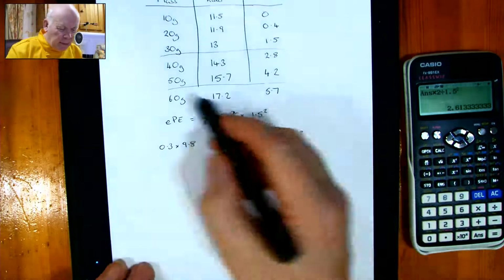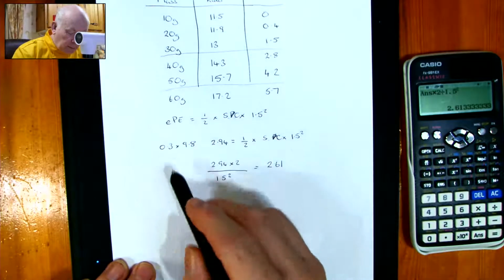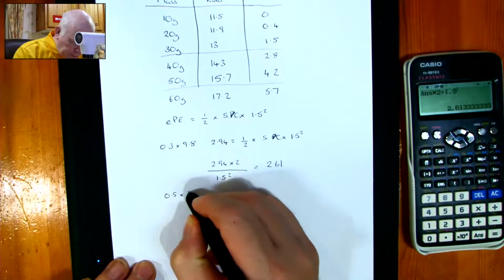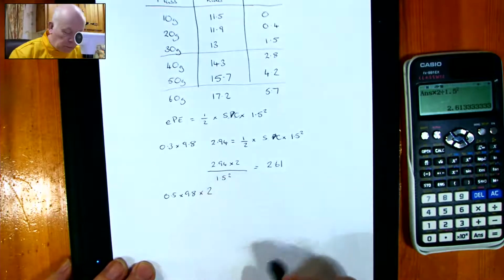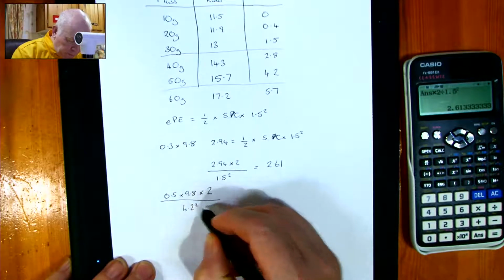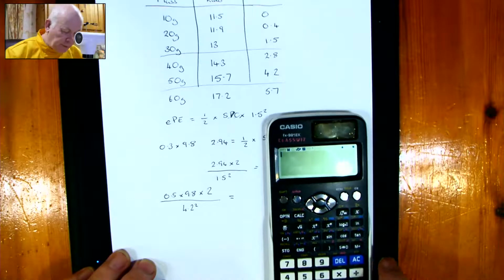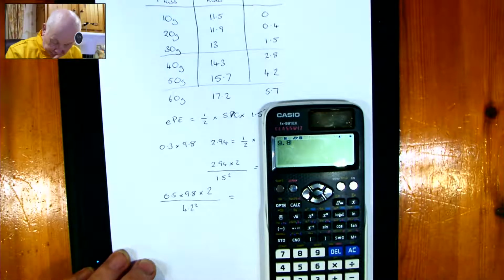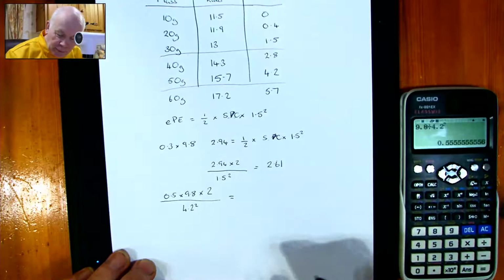Let's do this again with another set of figures and see if we get the same answer. My 50 grams is going to be 0.5 times 9.8. We're going to multiply that by 2, and we're going to divide this time by 4.2 squared. Let's do that. 0.5 times 2, it's going to be easy. I'm simply going to divide my 9.8 by 4.2 all squared, and I've got a number of 0.555556.